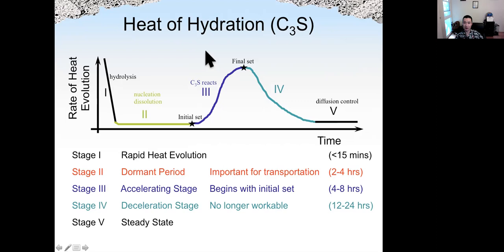After that, the concrete is strong enough, we can detach the formwork, but the hydration still goes on. So stage 4 is called deceleration stage. Of course, the concrete is no longer workable. Actually, after stage 3, we cannot finish and mix the concrete anymore. Then stage 5 is called steady state. We have a so-called diffusion controlled process.